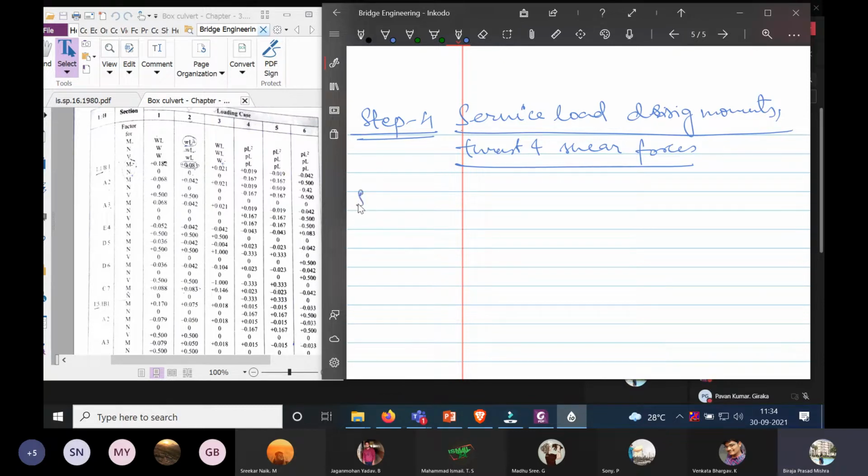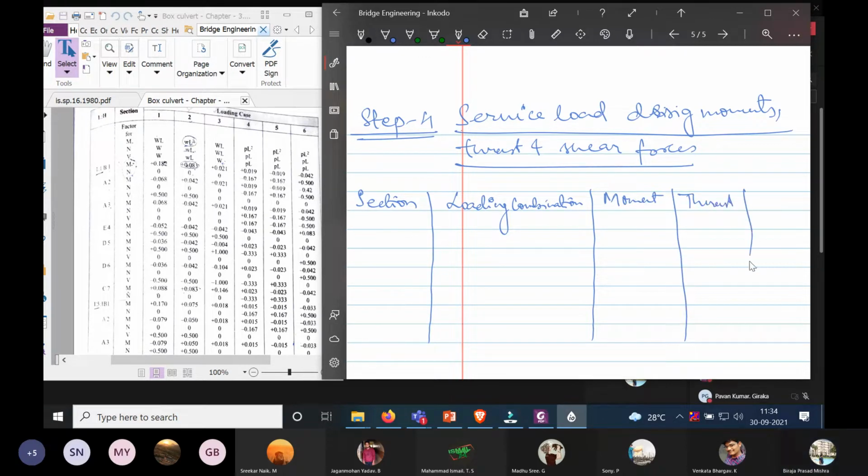Okay, now the first one is the section. Next we have the loading combination. Next we will have the moment, then the thrust, then the shear force. Okay, now for different sections we need to combine the values and find out.